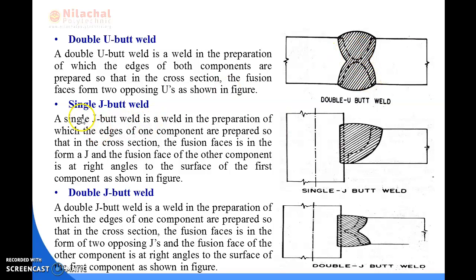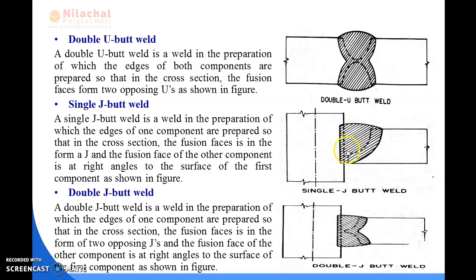And next one is your single J butt weld. So a single J butt weld is a weld in the preparation of which the edges of one component are prepared so that in the cross section the fusion face is in the form of a J, and the fusion face of the other component is at right angles to the surface of the component, as shown in the figure.